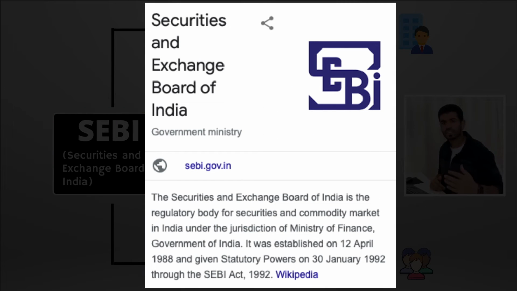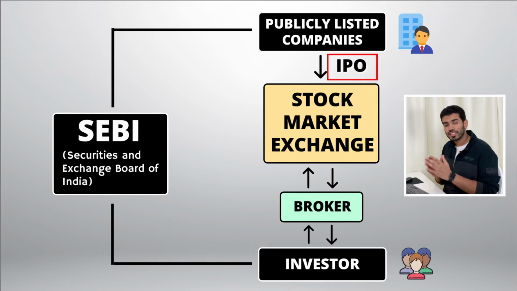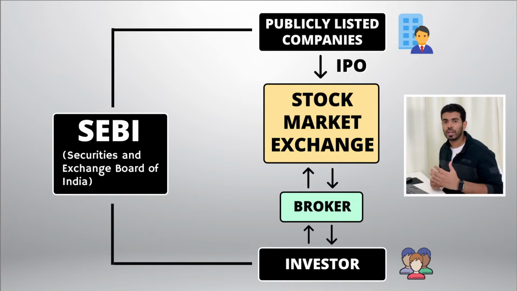Only once these rules and guidelines have been met will your company be able to sell its stocks on the exchange. And when you start selling your stocks on the exchange, this is what we call an IPO, which is your initial public offering. That means it is the first time that you're offering your stocks to the public.